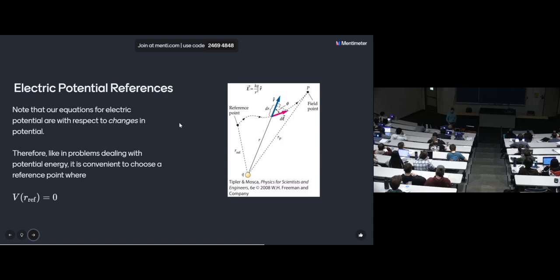Note that our equations for electric potential are with respect to changes in electric potential. Therefore, like in problems dealing with potential energy, it's convenient to choose a good reference point where V goes to 0. It turns out for point charges, the most convenient place is r equals infinity, because the electric potential is going to go as 1 over r, we'll see in a second. And so setting it to be 0 is going to match where the asymptote levels off as well.